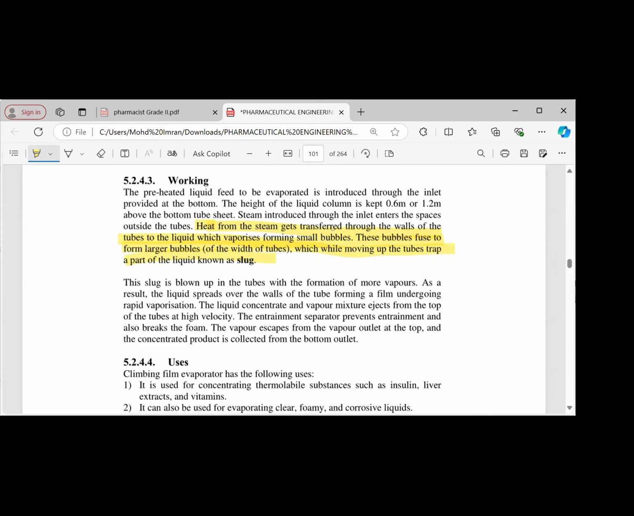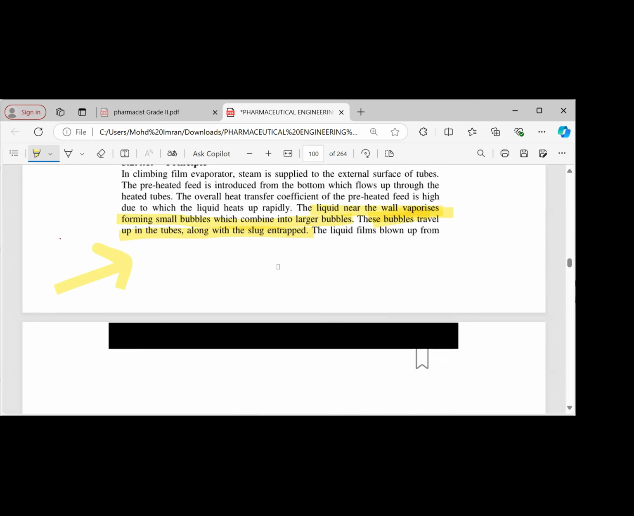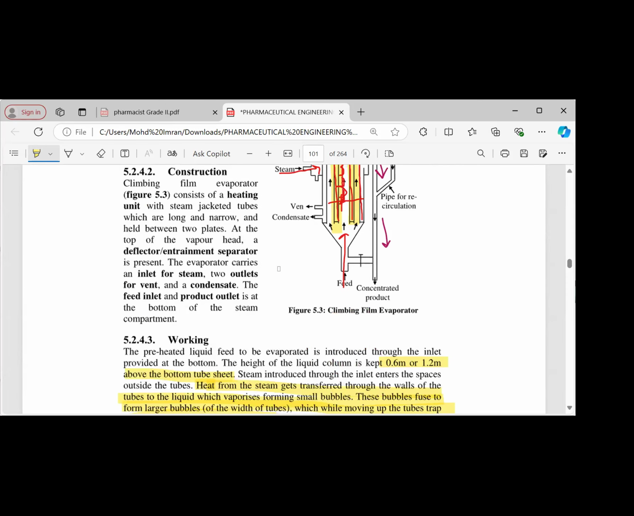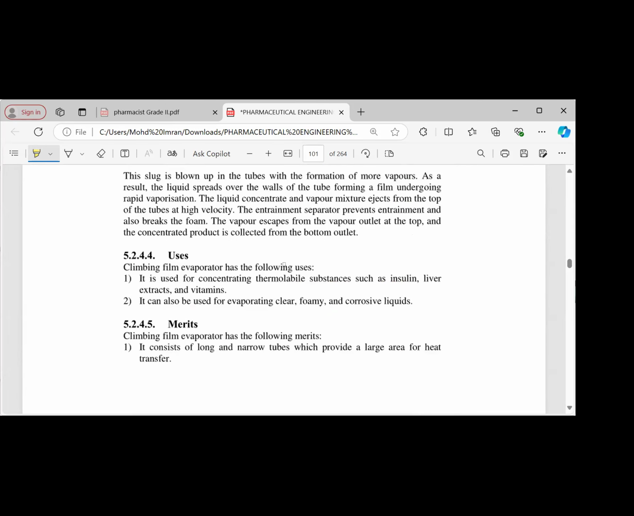But one thing to remember here, again, is the dimensions: 0.6 meter to 1.2 meters. The height of the liquid column is kept 0.6 to 1.2 meters above the bottom of the tube. If you remember this one dimension, everything else here is old. This is the climbing film evaporator.